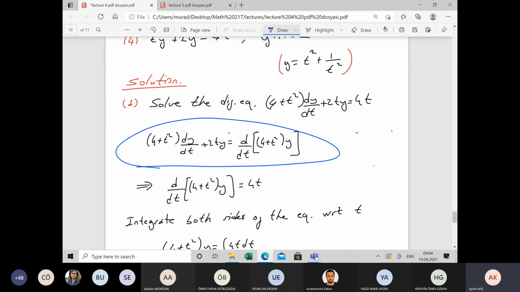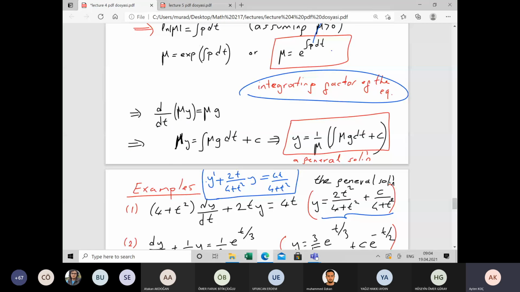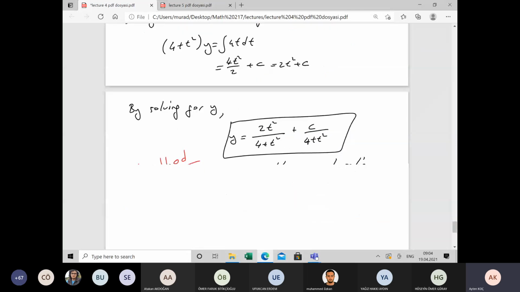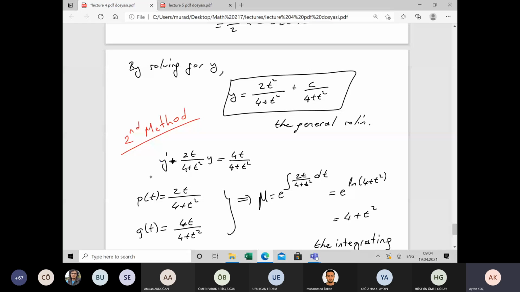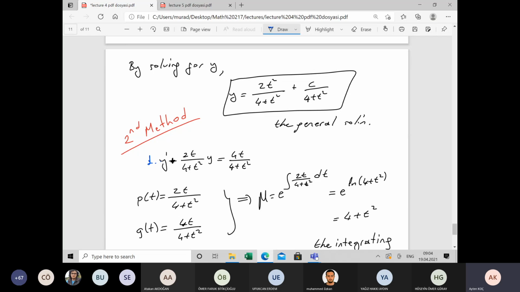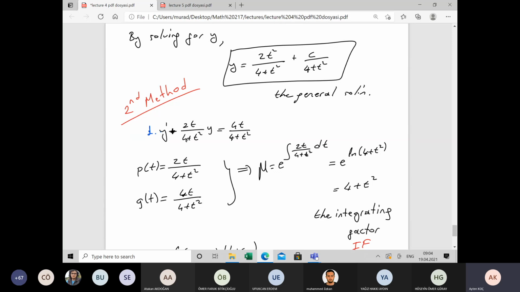First of all, write the standard form of our equation. Let's use this method for the same equation. First of all, you have to write our equation in the standard form. Standard form means the coefficient of y prime should be 1. So determine the p of t. What's the p of t? The coefficient of y, and the right hand side g of t.